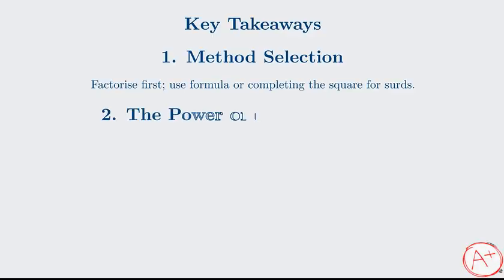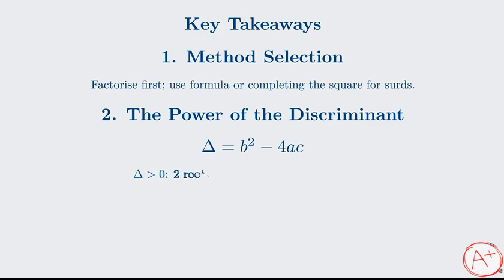To summarize the essential points from today's lesson, always check for factorization first as it is the most time-efficient method. Use the quadratic formula or completing the square for non-factorable equations, or when exact surd forms are required. The discriminant, b squared minus 4ac, is a vital tool for determining the nature of roots. Remember, greater than 0 for 2 roots, equal to 0 for 1 repeated root, and less than 0 for no real roots.